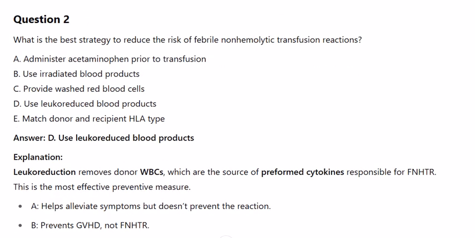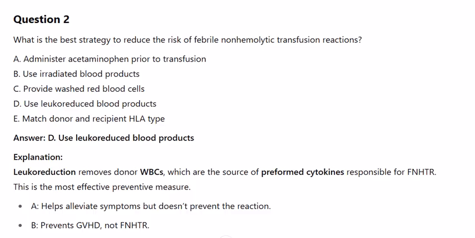Question 2. What is the best strategy to reduce the risk of febrile nonhemolytic transfusion reactions? A. Administer acetaminophen prior to transfusion. B. Use irradiated blood products. C. Provide washed red blood cells. D. Use leukoreduced blood products. E. Match donor and recipient HLA type. Answer D. Use leukoreduced blood products.